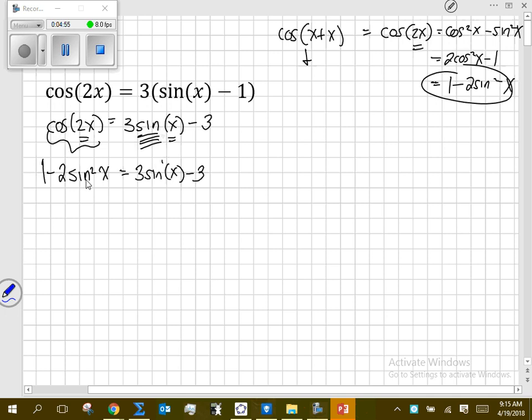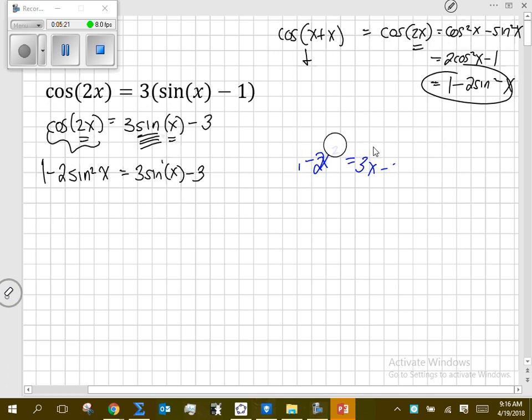If you have powers of 2 and powers of 1. I gave you something like 1 minus 2x squared equals 3x minus 3. What would you do if I told you to solve for x there? Exactly. And your thought is to do what process? Why do you move them to one side and set them equal to 0? So you can factor. Okay.